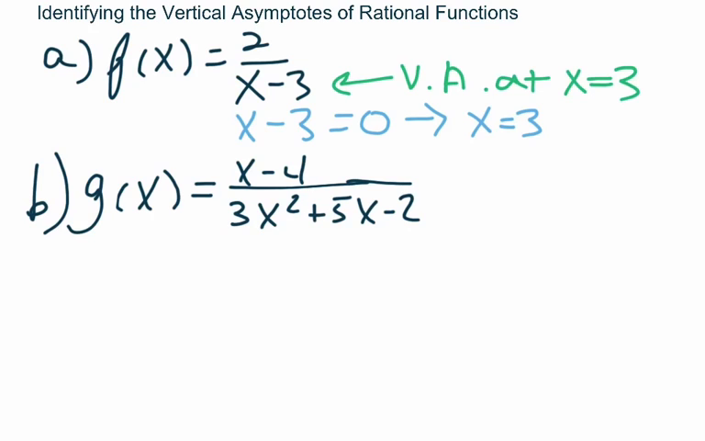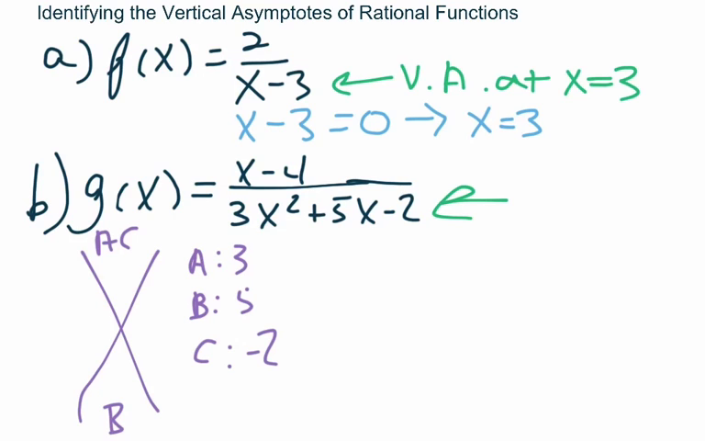Here's another more involved example. Let's find the vertical asymptotes for g of x equals x minus 4 over 3x squared plus 5x minus 2. The first thing that we need to do is to factor the denominator. Once we do this, we'll set each factor equal to 0 and solve for x to obtain our vertical asymptotes.